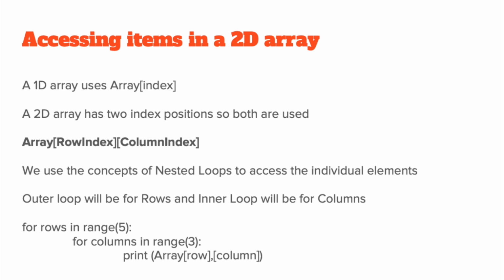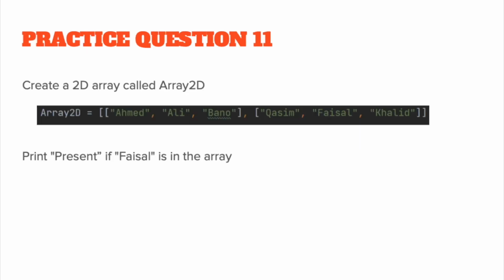So how does it work in Python? Well, we're going to use, in this case, the concept of nested loops. Remember nested if statements from last lesson? We can do the same thing with loops. So the outer loop will be the rows and the inner loop will be the columns. So in this case, for rows in range 5, because there were 5 rows, for columns in range 3, because there were 3 columns, print out array square bracket row comma column. That should allow you to print out each item in the array. You can try coding this to get to grips with the 2D array and then try the practice question.